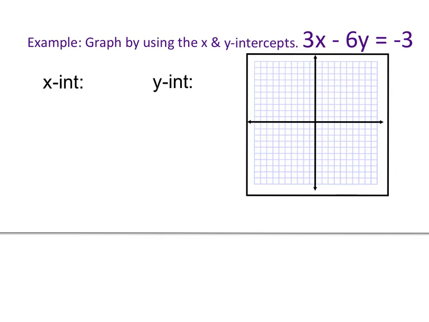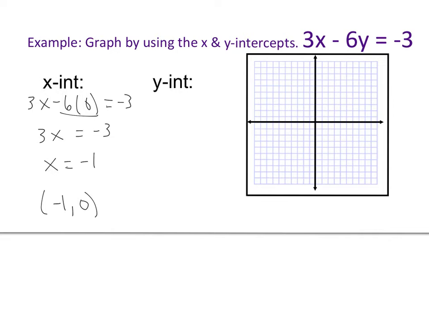To find the x-intercept, again I plug in 0 for y and solve. So 3x minus 6 times 0 equals negative 3. And 6 times 0 is just 0. So 3x equals negative 3. Divide by 3, so x equals negative 1. So this ordered pair is (-1, 0).